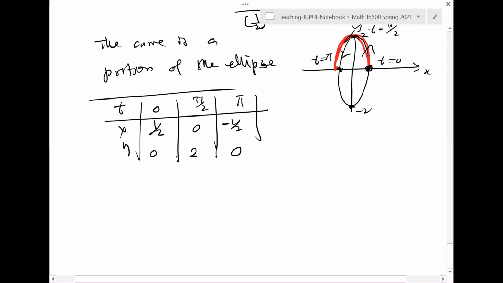So this is just half of the ellipse, right?